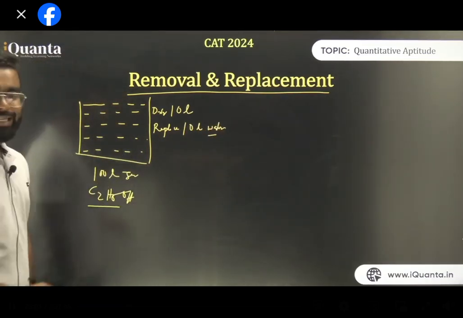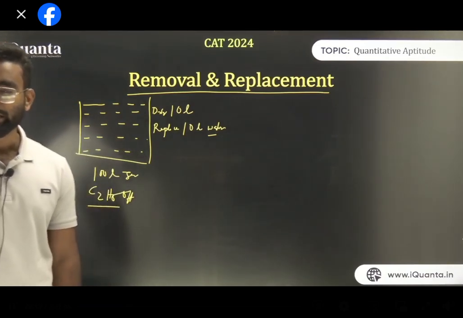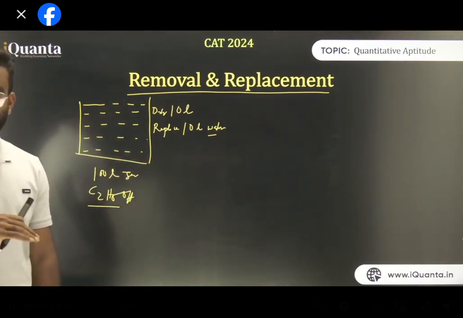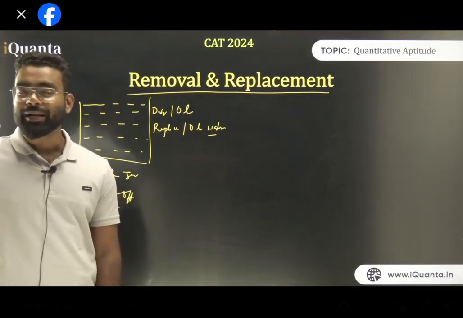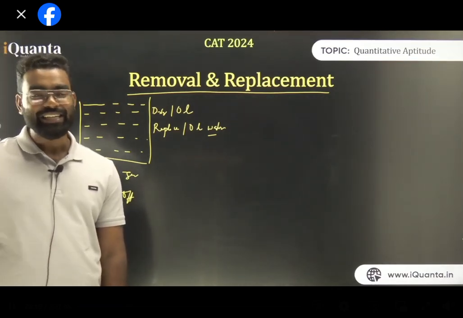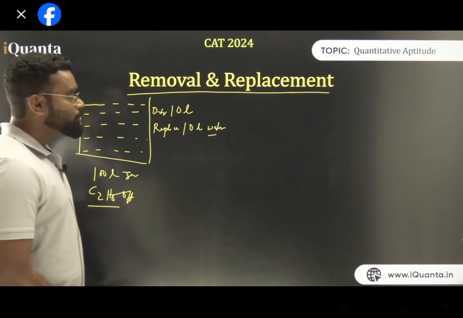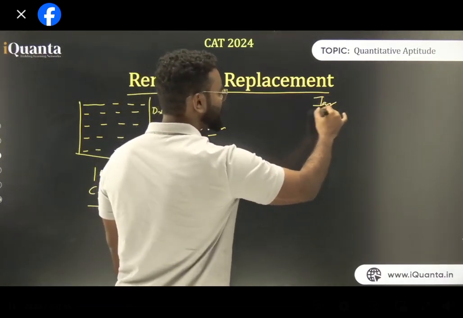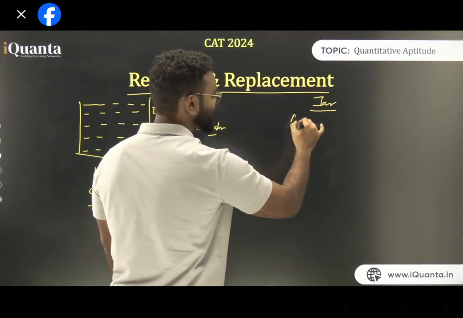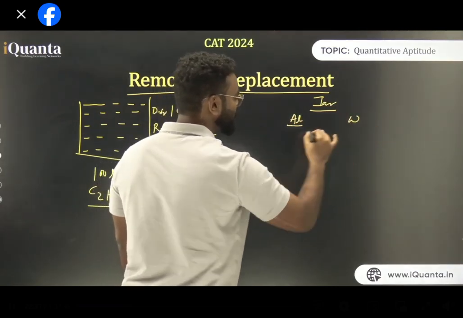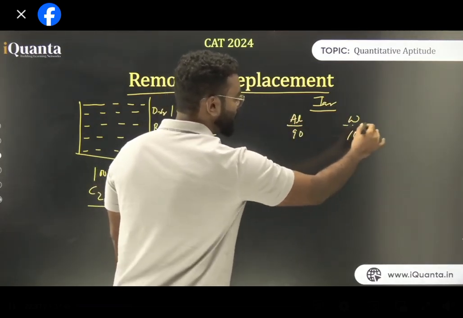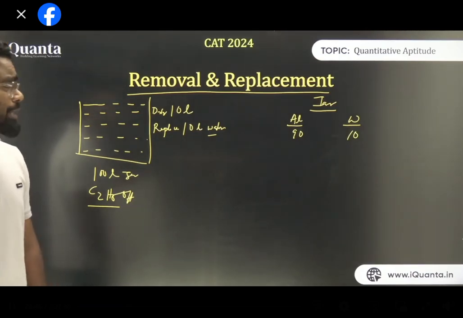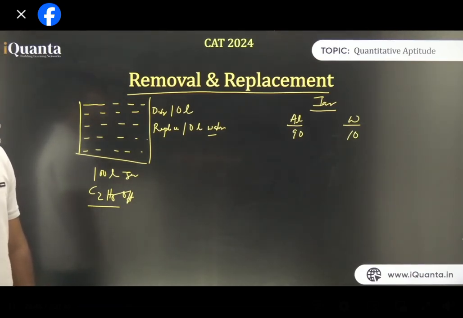So you drank 10 liters, and to not get caught, you replaced those 10 liters with 10 liters of water. Now what is basically happening? In this jar, the amount of alcohol and the amount of water is basically 90 and 10, right? Because you drank 10 liters of alcohol, removed it, and replaced it with 10 liters of water.